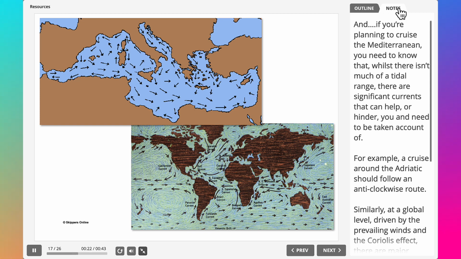Similarly, at a global level, driven by the prevailing winds and the Coriolis effect, there are major ocean currents, such as the Gulf Stream and the Agulhas current off the Eastern Cape, that can run at up to 4 knots, which is not only a significant factor in passage planning, but can create very nasty or dangerous conditions for even the largest of ships.